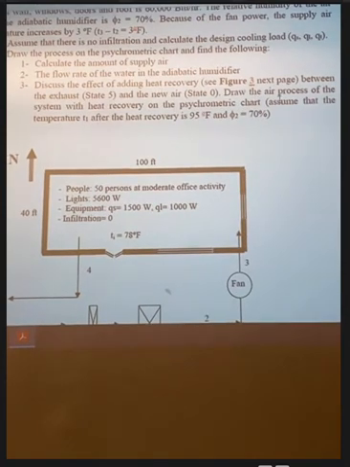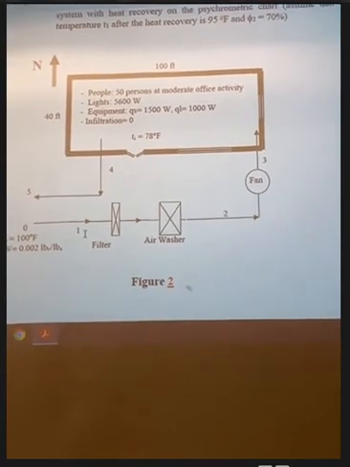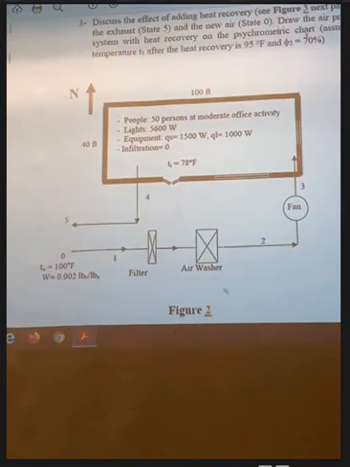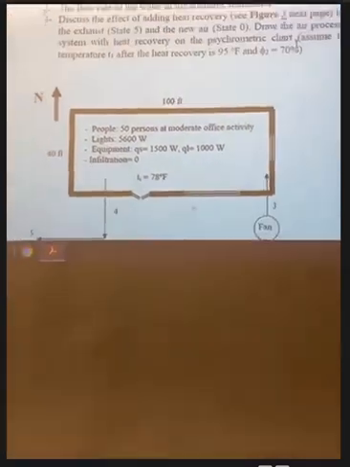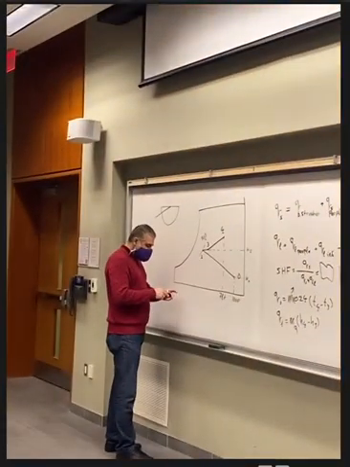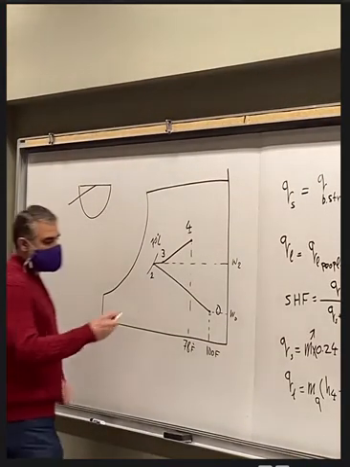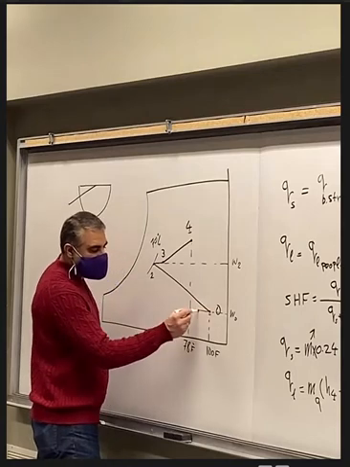After adding the heat recovery, draw the air process of the system with the heat recovery on the psychrometric chart. Assume that the temperature T1 after the heat recovery is equal to 95. So we are able to reduce the temperature from 100 Fahrenheit to 95 Fahrenheit because of the heat recovery. And assume that phi 2, the relative humidity at point number 2, is 70. So the relative humidity for point number 2 also does not change.